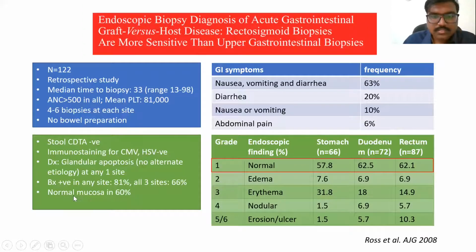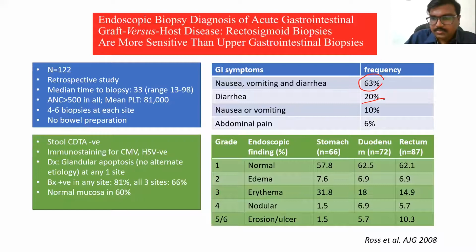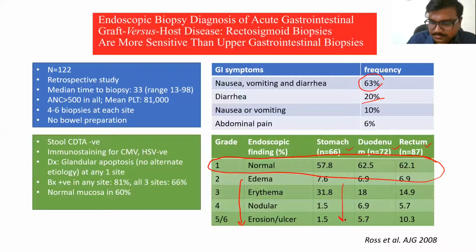and normal mucosa. The important finding in this study is that the majority of patients had a combination of upper GI and lower GI symptoms. Diarrhea alone was in 20% of the patients, and most important, around 60% of the patients had a normal mucosa, whether it be stomach, duodenum, or rectum. The majority of the patients had normal mucosa, but on doing blind biopsy, they found that the patient had GVHD. Other grades, edema, erythema, nodularity, erosion, and ulcer, are in these frequencies.